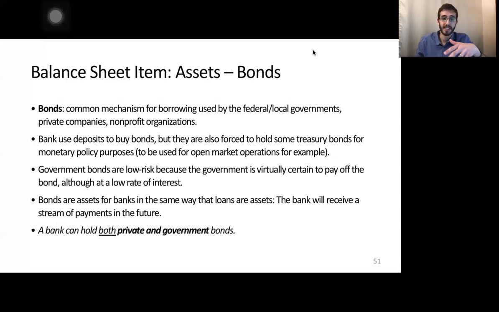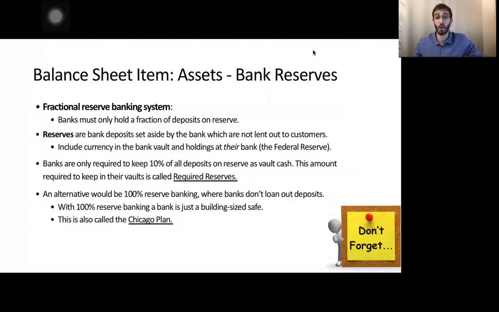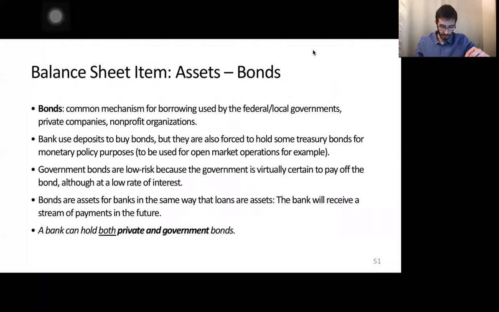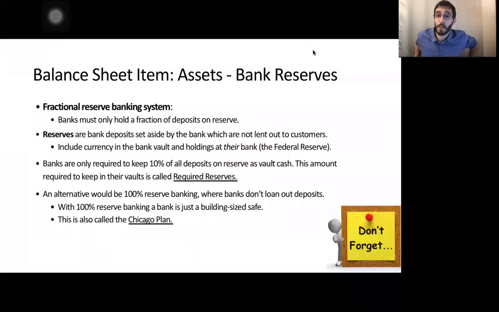Okay. Besides that, like I said, bonds can be issued by private or government institutions. So a bank could own both. But the most important ones that banks tend to hold a lot of are treasury bonds, and that's going to be very important in our next chapter, the monetary policy chapter, in which we're going to be talking about treasury bonds and how many treasury bonds those banks own, which is one of the ways monetary policy is implemented.